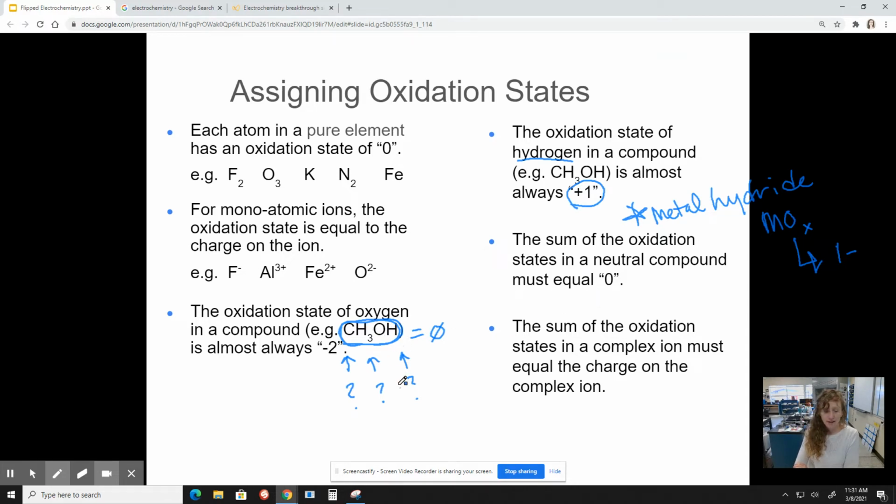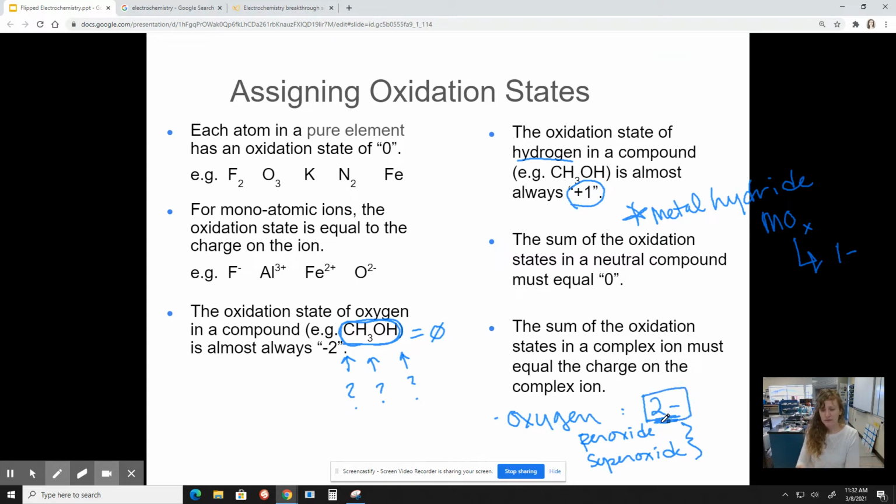Oxygen's another really common one. Oxygen is almost always a 2 minus. Now, that's true unless you have a strange form of oxygen like a peroxide or a superoxide. The charges of the oxygen within those ions will change a little bit based on the charge of the overall ion. But most of the oxygen that you come across is going to be normal oxygen.